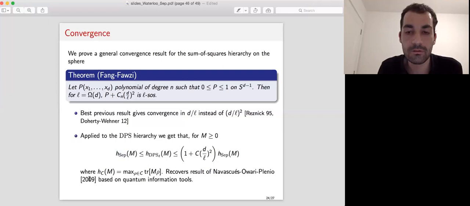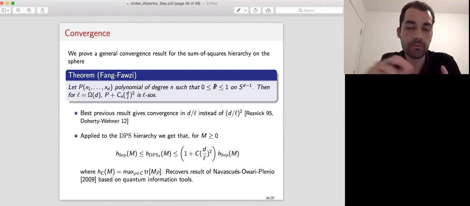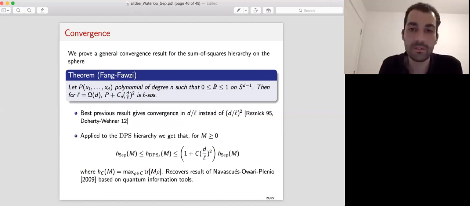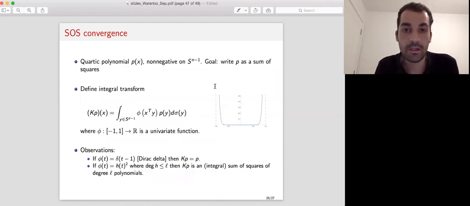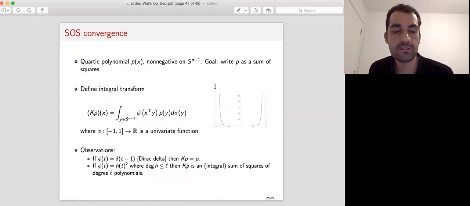So I wanted to give you an idea of how the proof works in just 2 slides, so I'll conclude with this. How do we prove a result like this one? If I take a polynomial p that's non-negative and I perturb it a little bit, I want to show it's going to be a sum of squares. I just want to present the main idea without the technical details.